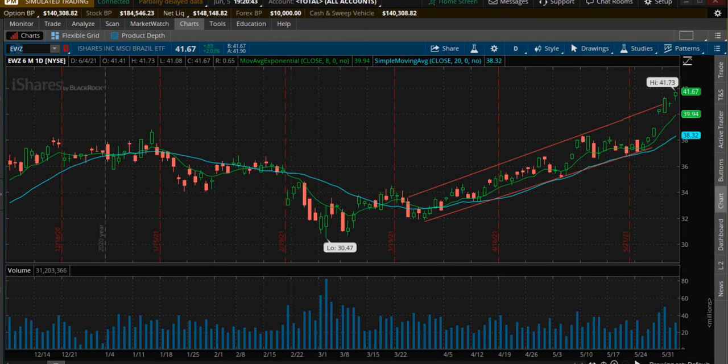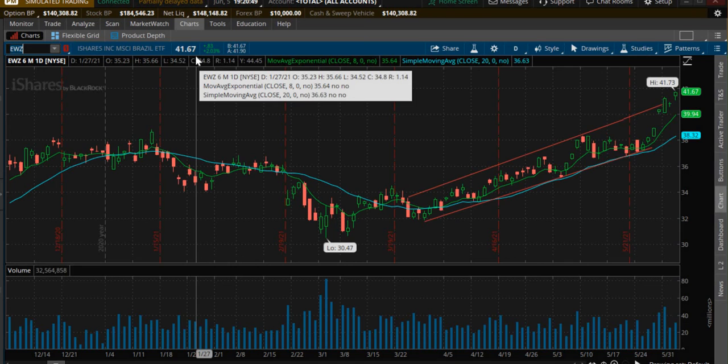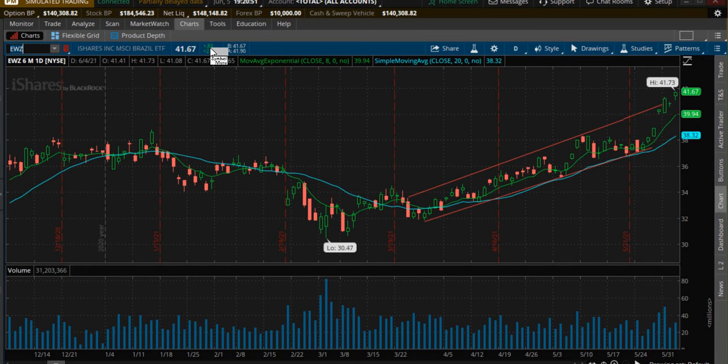And what I do, I go under charts, type in EWZ, it gives me some basic information. What the stock price is currently, how much it was up today, and how much a percent increase that was in the stock price. It gives you the bid and the ask. It's all kinds of information. You can go back however long you want. Right now I've got this sitting at 6 months.